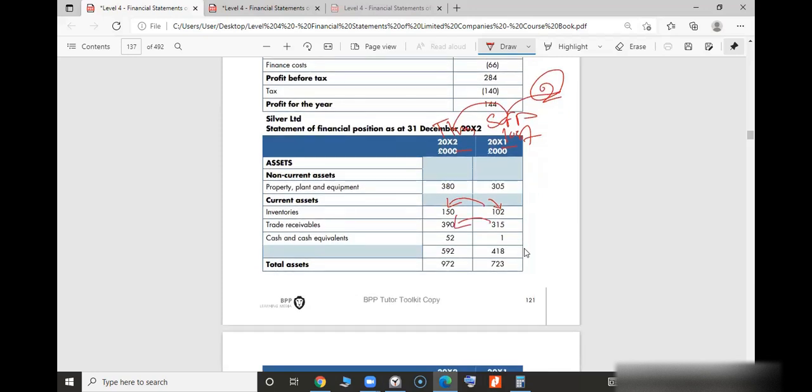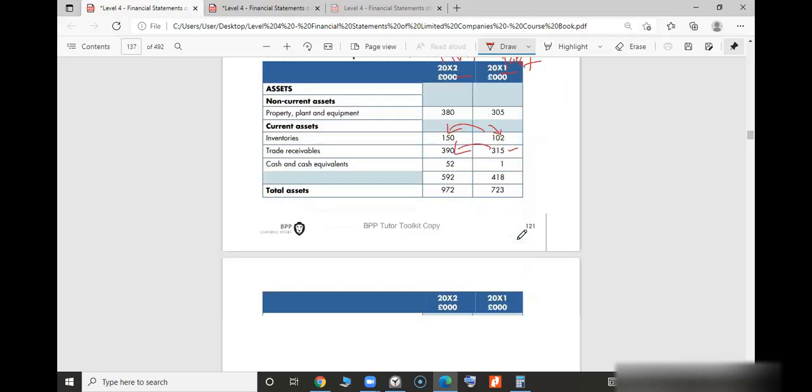Now this is another not good thing again. Last year your receivables were 315. This year receivables are higher. Your money is stuck with this receivable, isn't it? Your money is stuck with the receivables. That's not a good thing. Your money is minus, kind of. You need to reduce your cash flow here.